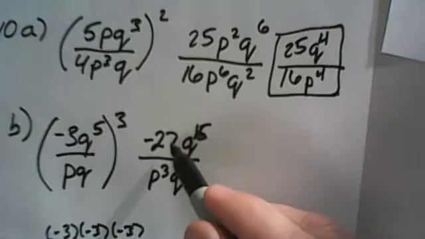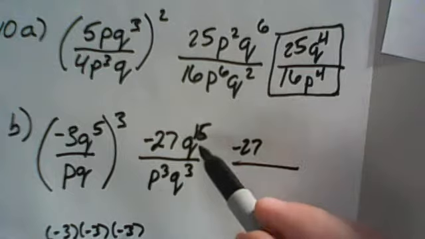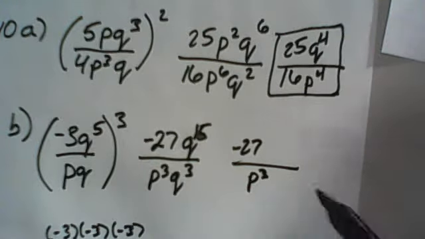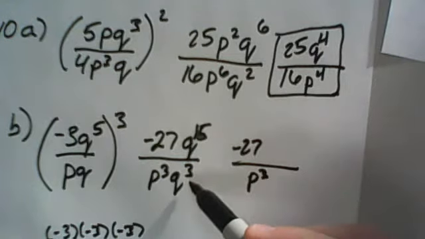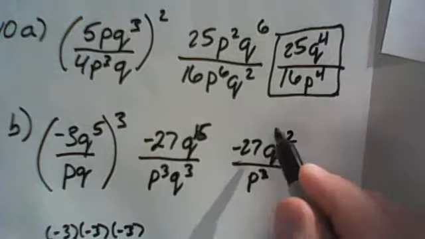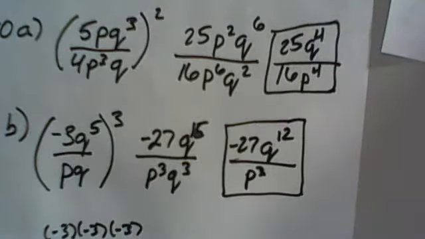So then I can't simplify anything with the number. That's just going to stay negative 27. And the p to the third is going to stay on the bottom because it's a positive third. But then q to the 15th over q to the third, I subtract. 15 minus 3 is q to the 12th. So my final answer for 10, letter B, is negative 27 q to the 12th over p to the third.